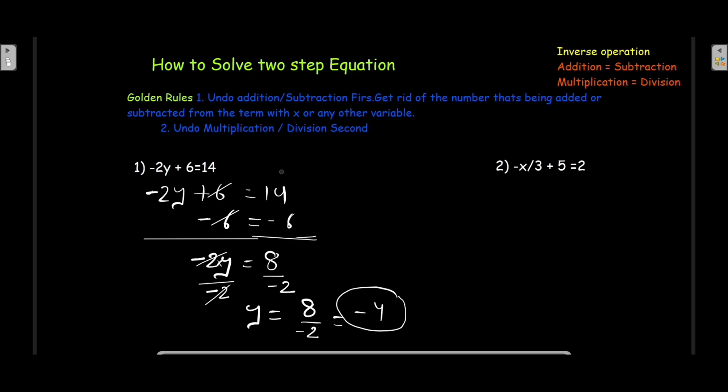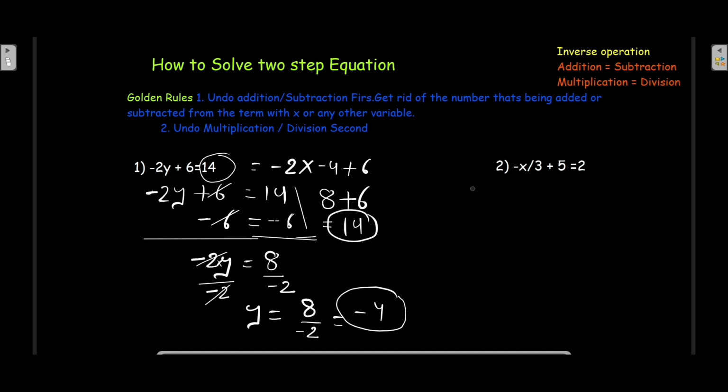So if we put -4, the equation is -2 times y, which is -4, plus 6. It will be equal to 14. If we multiply -2 by -4, it will give us 8 plus 6. If we add these two terms, it will give us 14. So 14 is equal to 14. It shows that our answer is correct here.